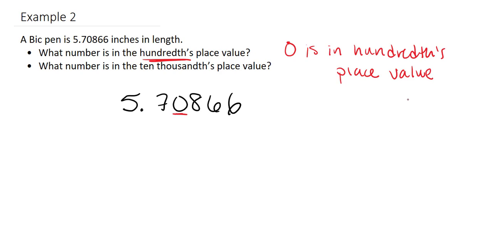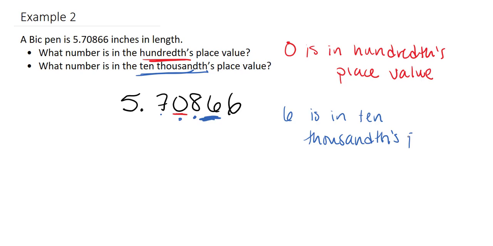Then what number is in the 10,000ths place value? So let's go back to our decimal. The first number to the right of our decimal is our tenths. Then we have our hundredths. Then we have our thousandths. And then we have our 10,000ths. So this first 6 is the 10,000ths place value. And then we're done with this problem. So let's do one final example.